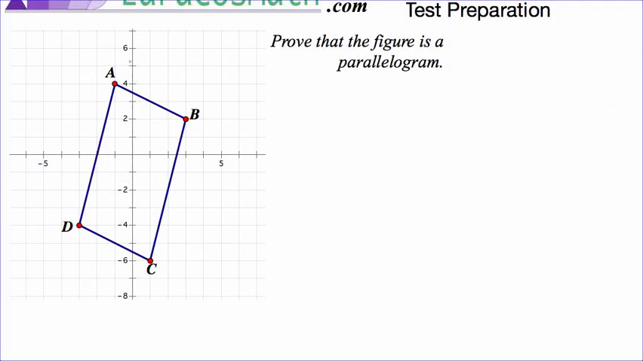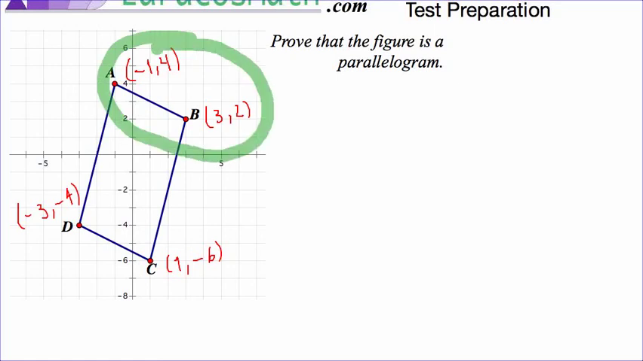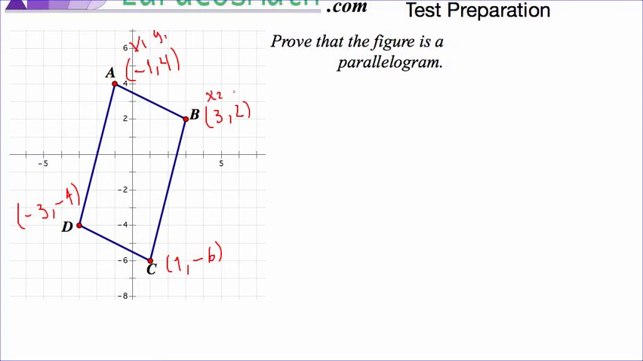So this is -1 and 4. This is 3 and 2. This is 1 and -6. And this is -3 and -4. But now I'm taking these two first, and then these two second. So now I'm gonna make slope AB. So this is x1, y1, x2, y2.